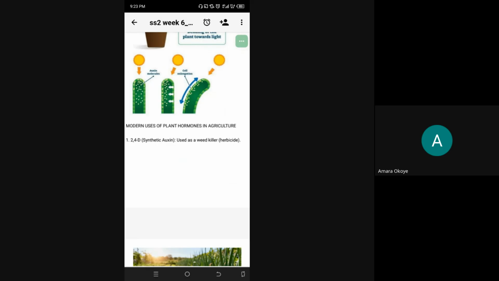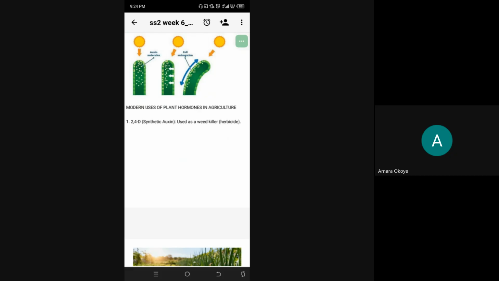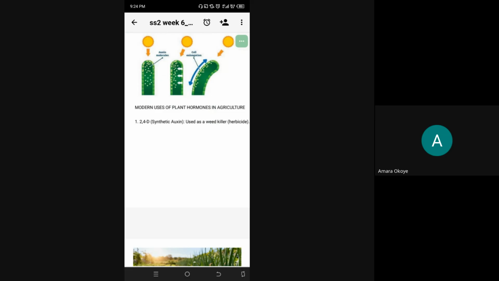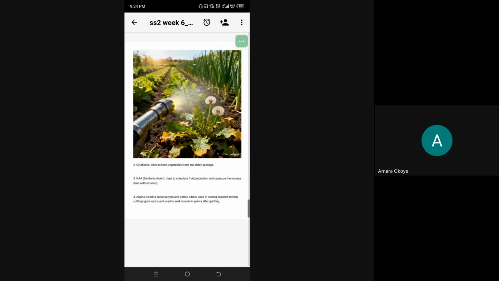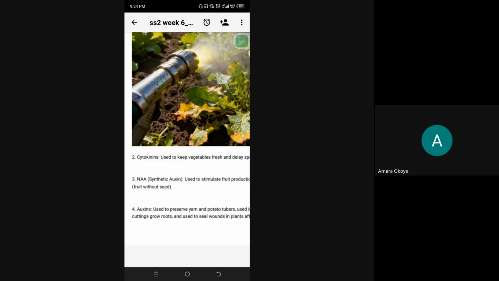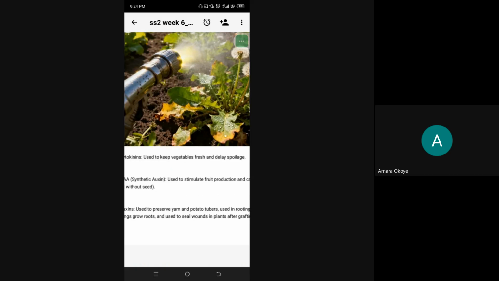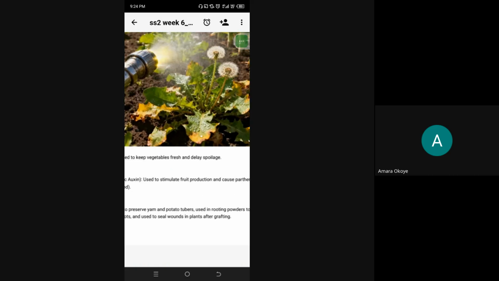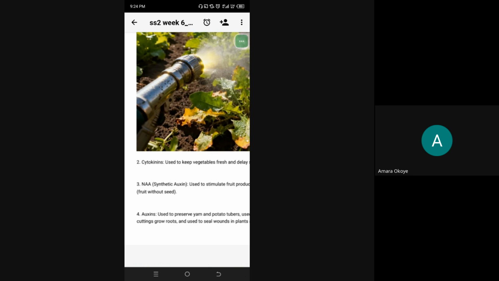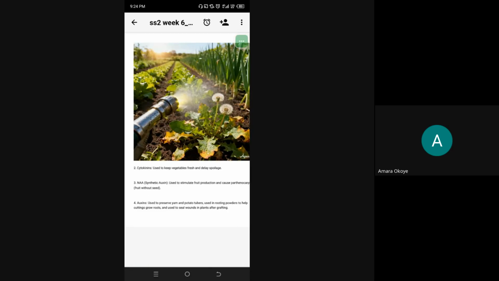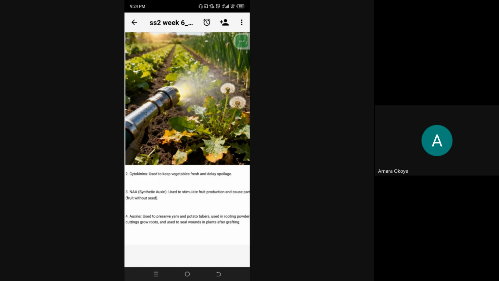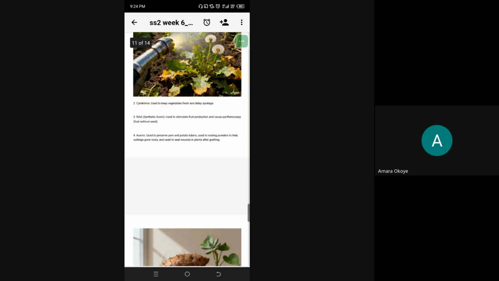Now, 2,4-D, like I said, is used for killing weeds, so it's a herbicide, right? Yes, sir. The next one we're looking at, this diagram is representing what they use in killing the weeds. The next one too, cytokinins. It is used to keep vegetables fresh and delay spoilage. That's the function of cytokinins. You get me? Yes, sir.